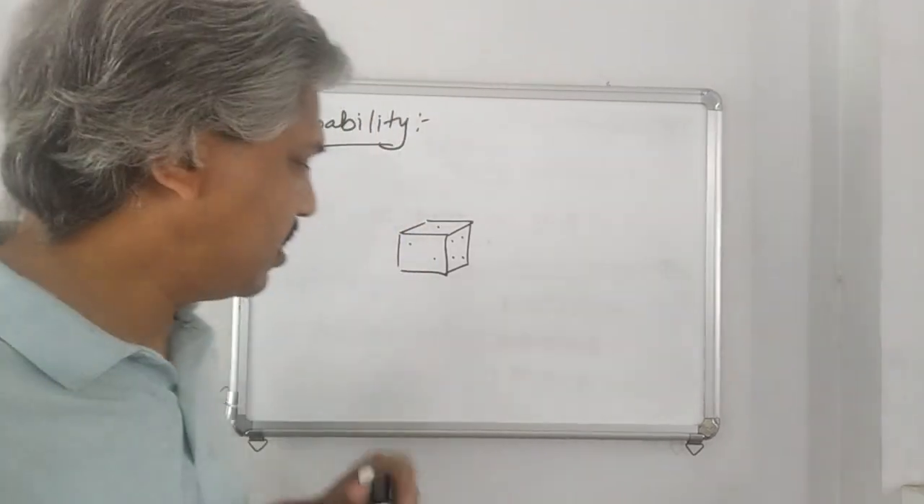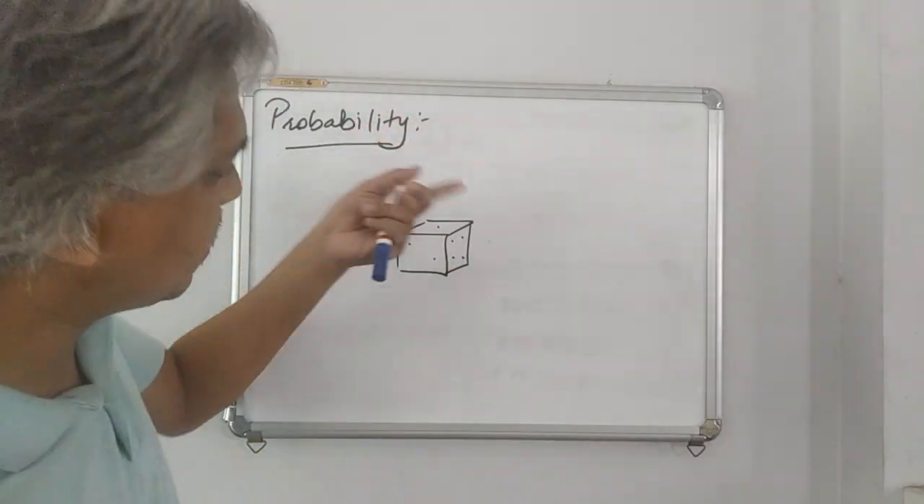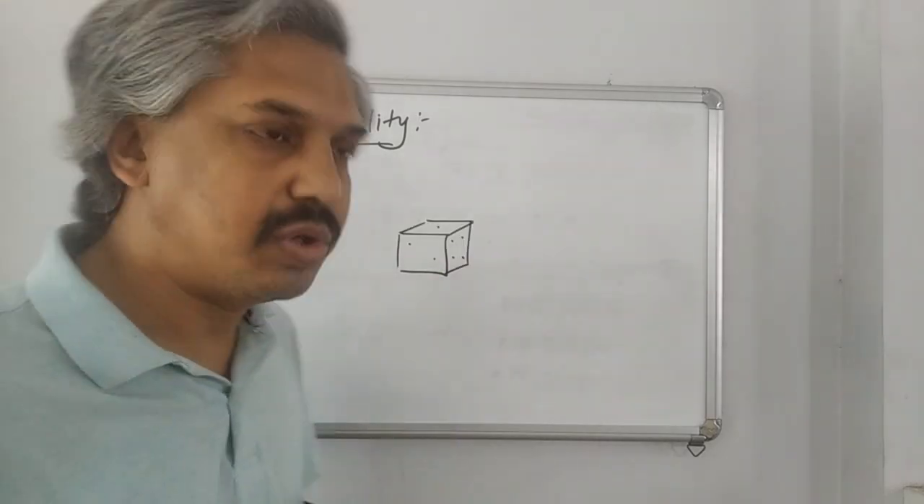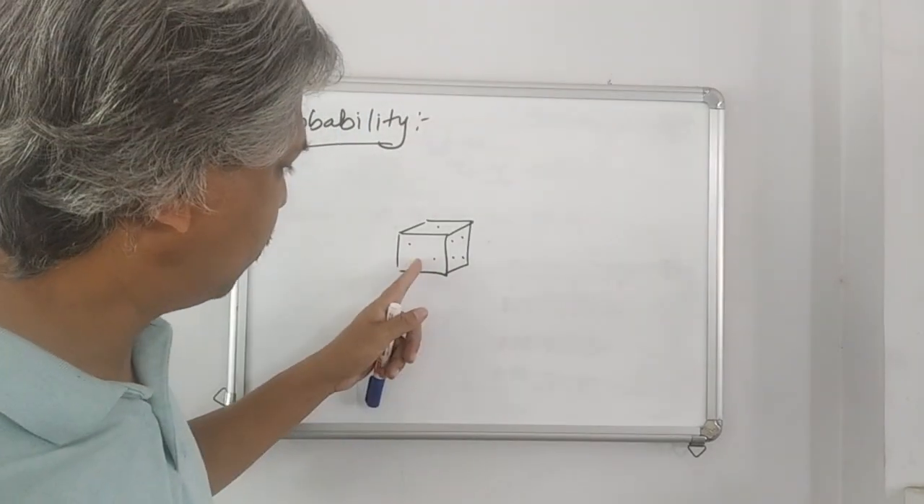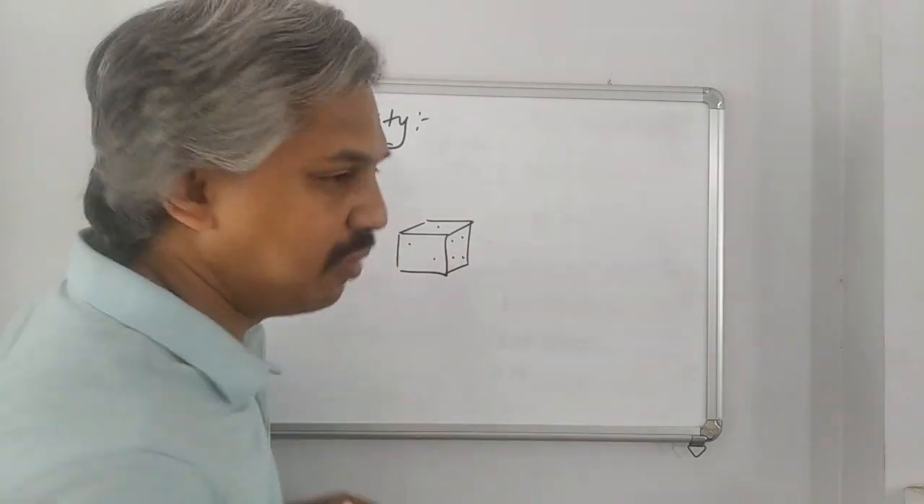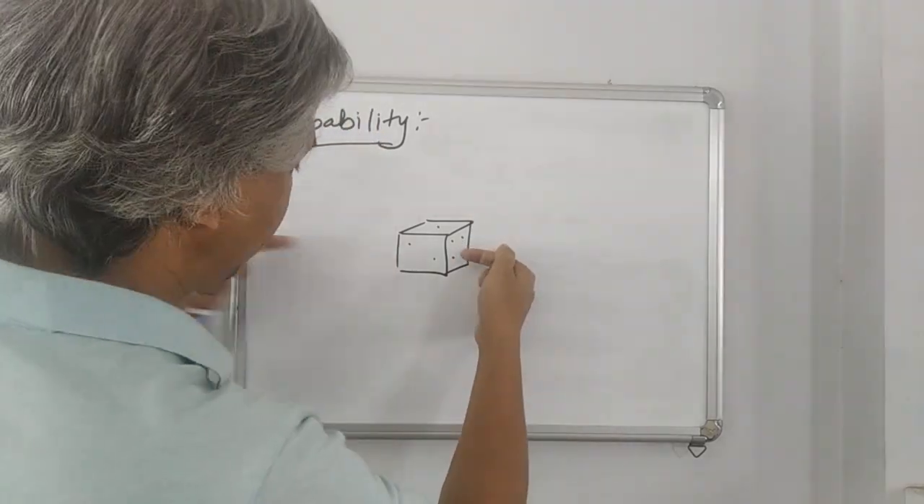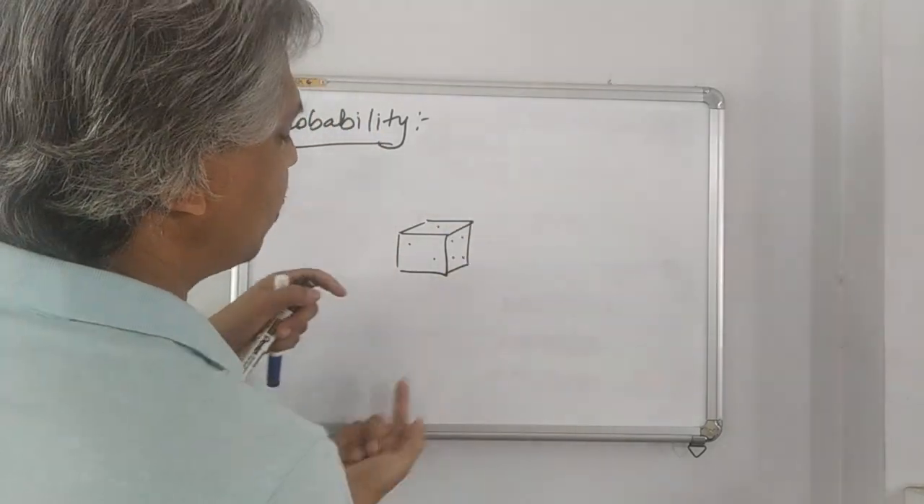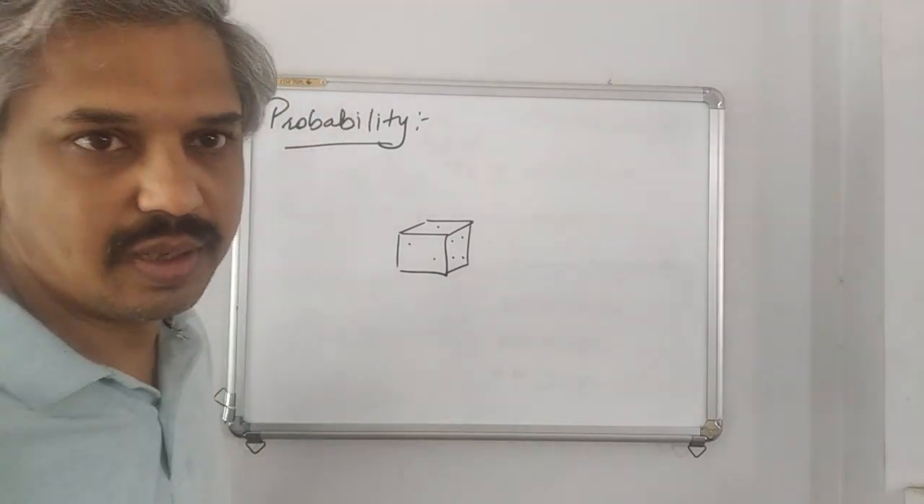A die is always such that the addition of the scores on opposite sides is always equal to 7. So if it is 2 here, then exactly on the behind side will be 5. If it is 4 here, then on this side will be 3. If it is 1 here, on this side will be 6.